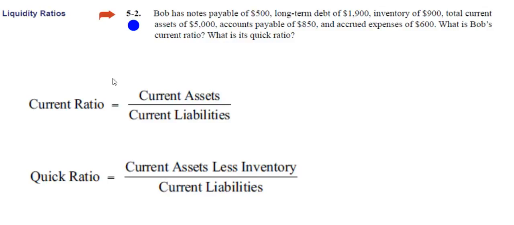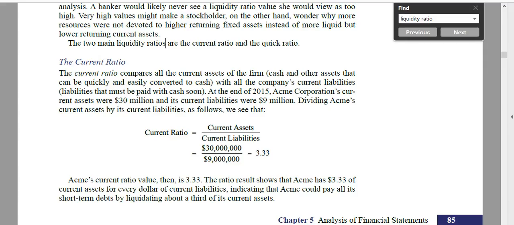In this video, we're looking at problem 5.2 in your homework, liquidity ratios, and you can read about these on page 85 in your book. So we're going to start with the current ratio, which compares all the current assets of the firm, cash and other assets that could be quickly and easily converted to cash, with all the company's current liabilities that must be paid with cash soon. So we're looking at how much cash we could actually get at any given moment if we needed it. So that's pretty straightforward.